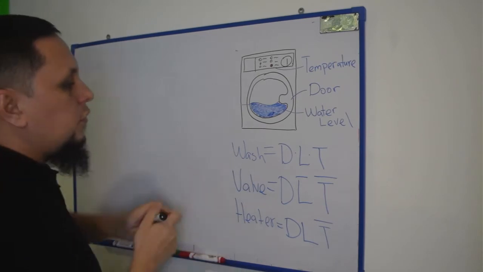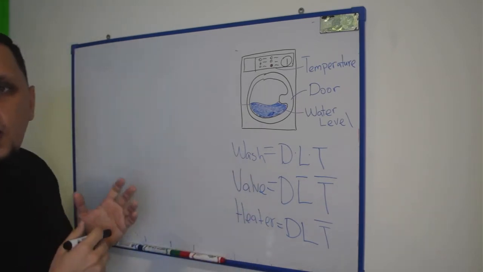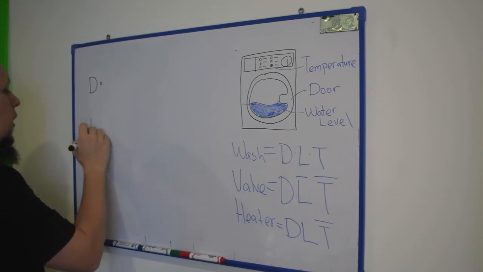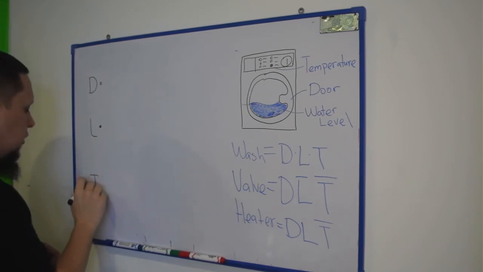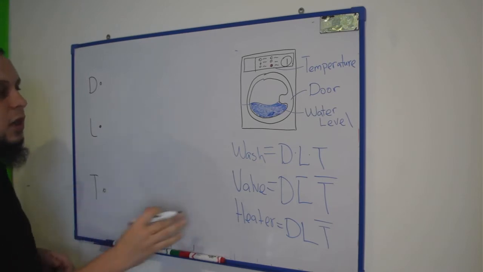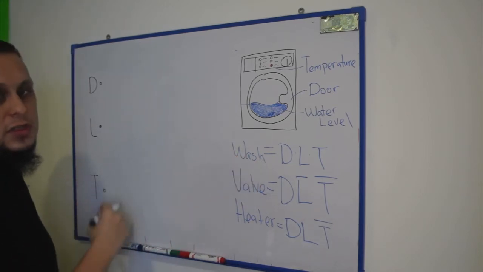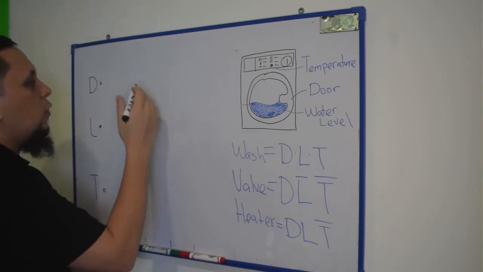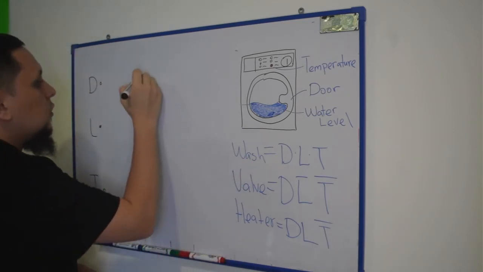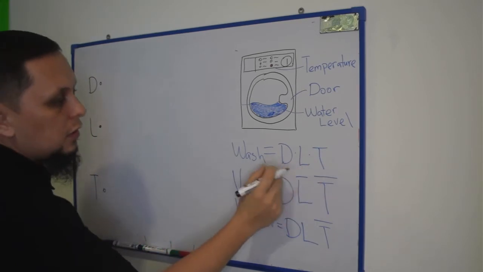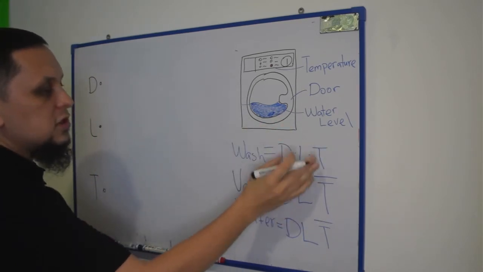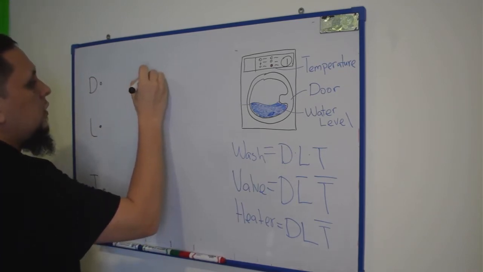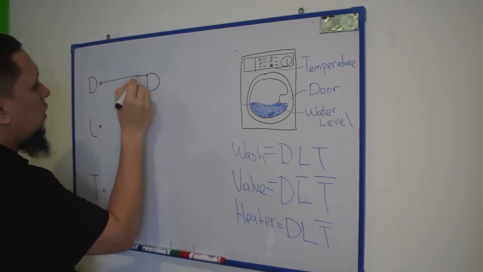First of all, let's define our inputs. We have three inputs: D, which means the door, L, the water level, and T, the temperature. The first output, let's start with washing. When we're going to do the washing, all the inputs are high. This is just a single term, so it's just a single AND gate with three inputs. We're going to create one AND gate and connect all the inputs here.